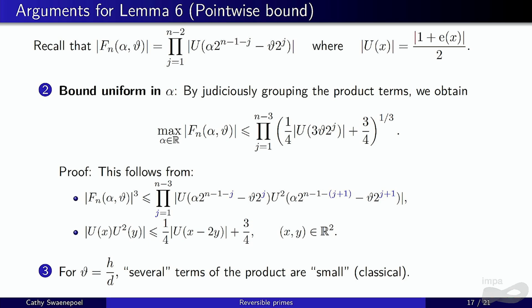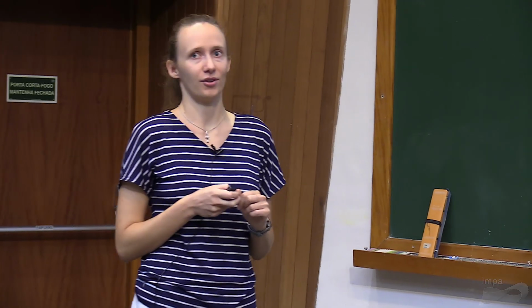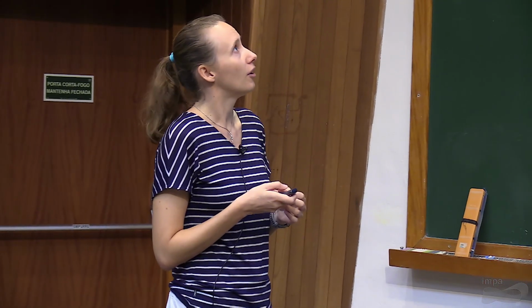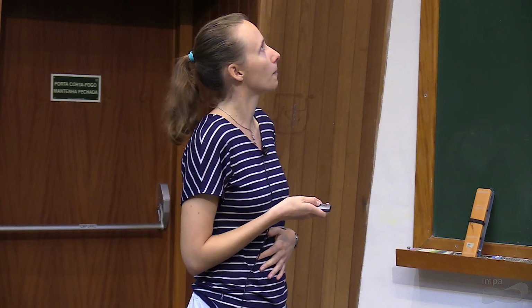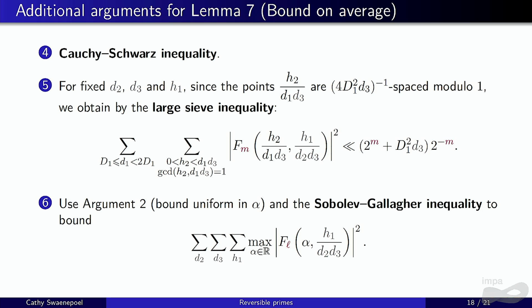For the second bound on average, things are more difficult. So we need more arguments. We use the Cauchy-Schwarz inequality, and then we need to bound these 2 quantities here. First one, we have the square, because we had applied Cauchy-Schwarz before, of the absolute value of Fm. Here this is m, not n. M is less than n and well chosen.